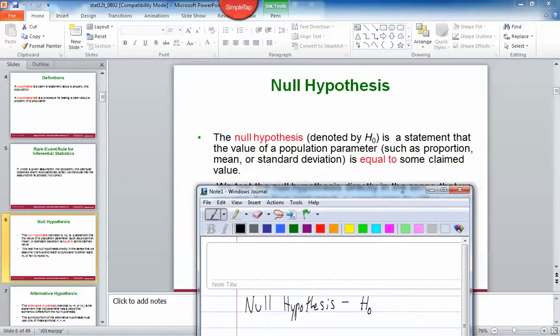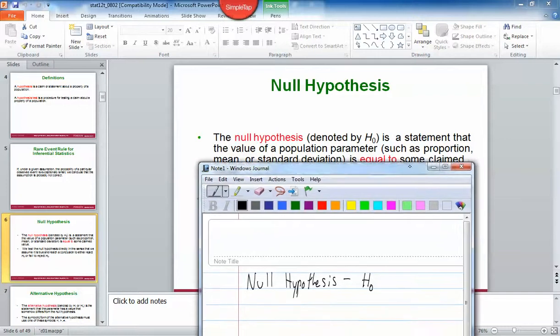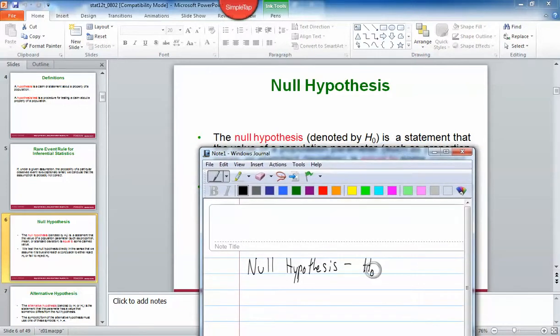If you remember anything about the null hypothesis, I would remember that we're going to denote it H sub O, and it has some other property that's very important. It's that it's equal to. The null hypothesis will always have equal to.